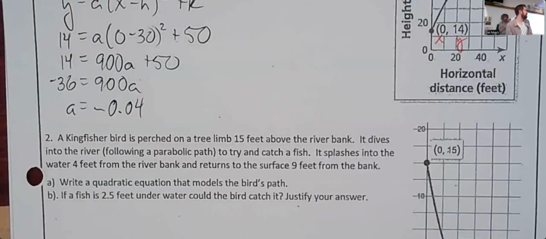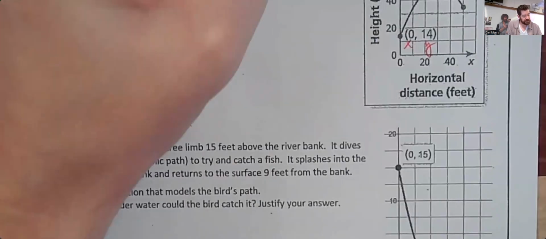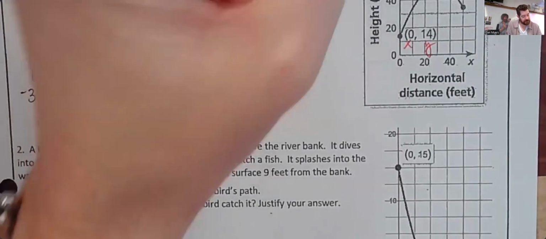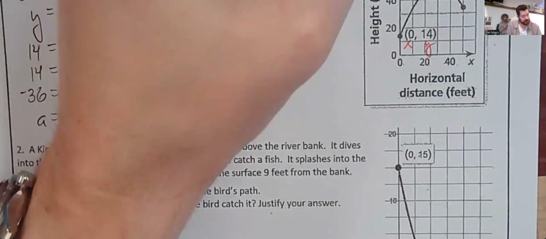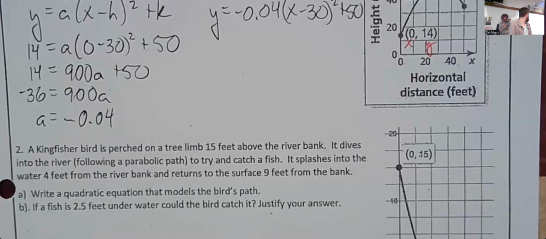All right, is that what we get for A? Negative 0.04. Okay. So the equation, we'll get Y equals negative 0.04 times X minus 30 squared plus 50. So that's our equation.